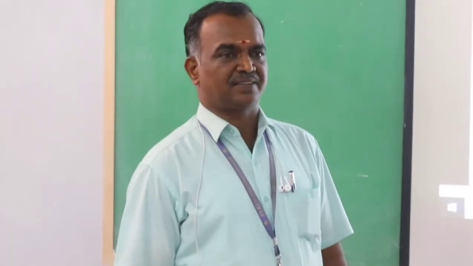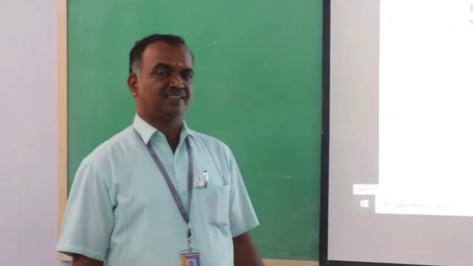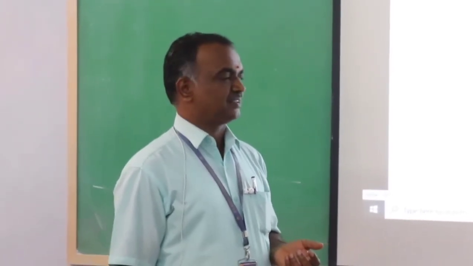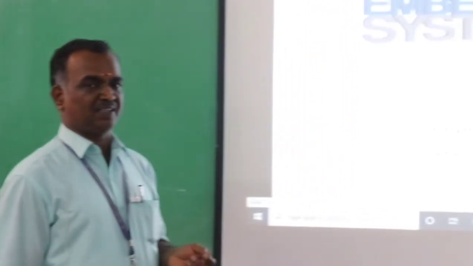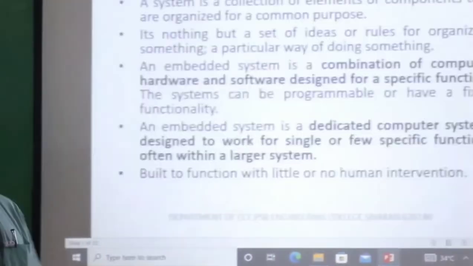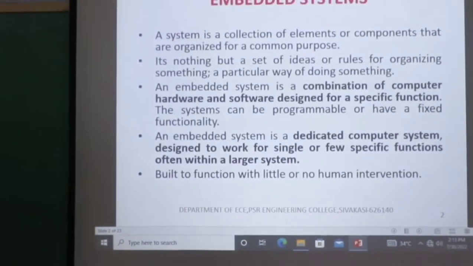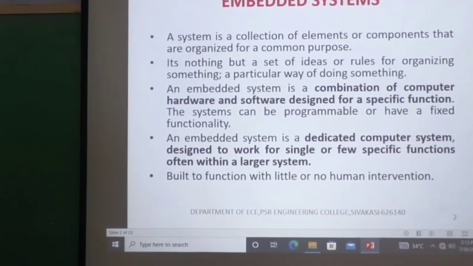Now I am going to give some basics of embedded systems. First of all, you should know what is meant by an embedded system, and then only we can look at the embedded system. A system is nothing but a combination or group of elements or components arranged in a particular way to do a particular job. It may follow some set of rules to do a task.